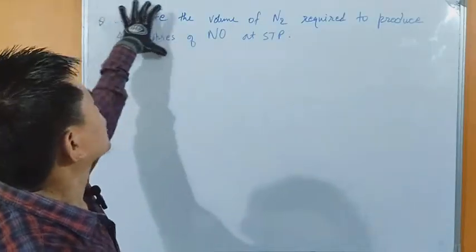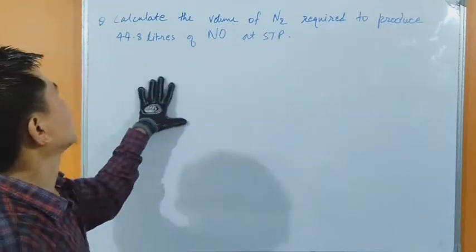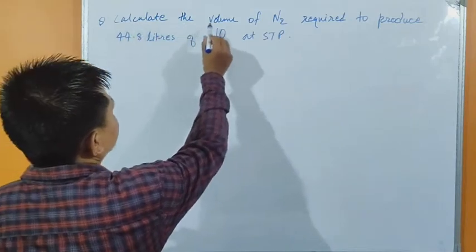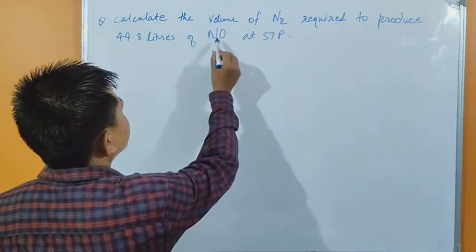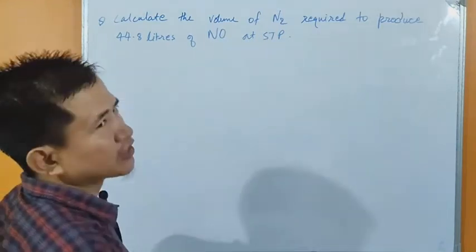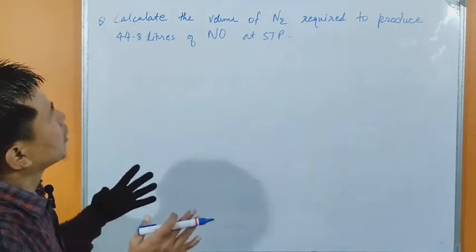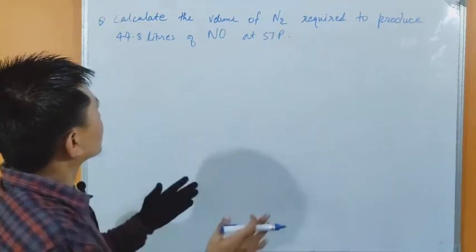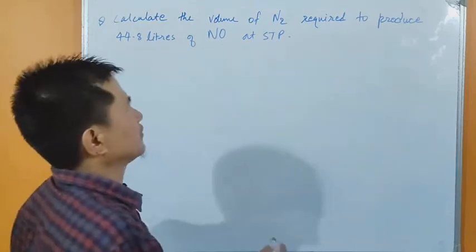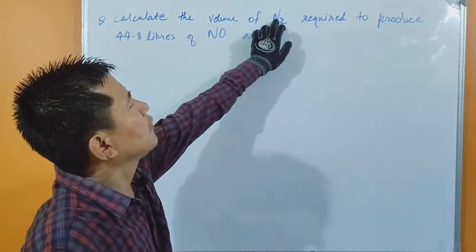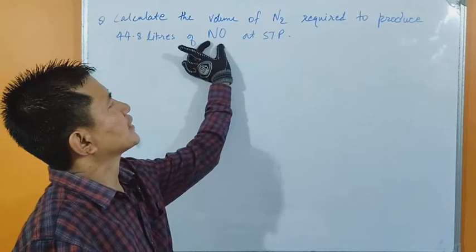Okay students, let us solve this numerical problem applying the formulas which we have already memorized. The question is: calculate the volume of nitrogen required to produce 44.8 liters of nitric oxide at STP, standard temperature and pressure. What volume of nitrogen produces 44.8 liters of nitric oxide gas at STP?